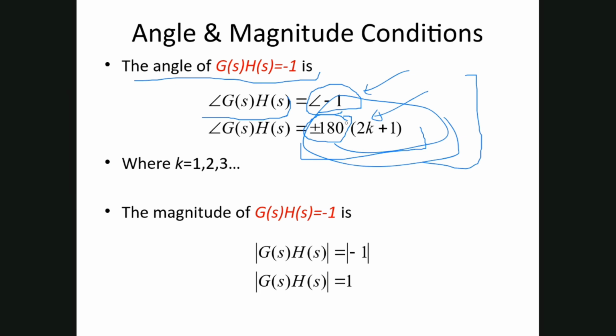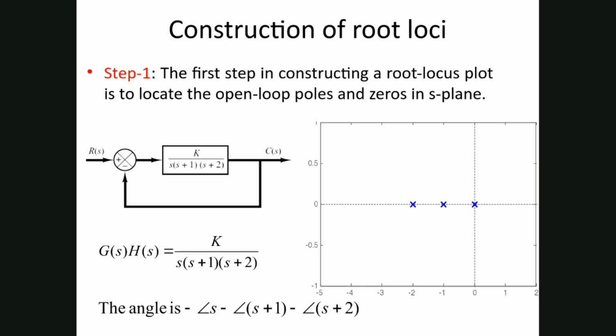The other one is the magnitude. Taking the same characteristic equation, G(s)H(s) equals minus 1, and taking the modulus on both sides, the modulus of minus 1 is 1. So the magnitude of G(s)H(s) is nothing but 1. This one is simple. The root locus is nothing but the locus of the poles as we increase the gain k from 0 to infinity.